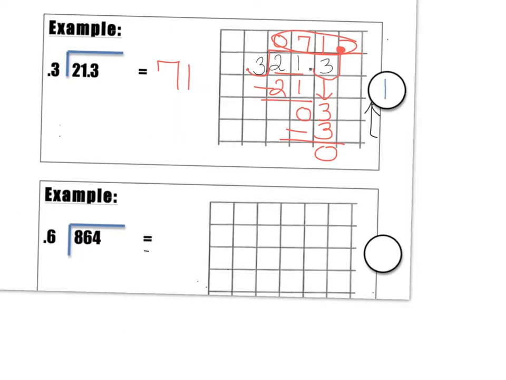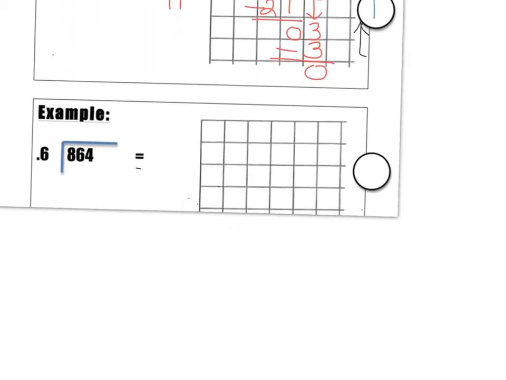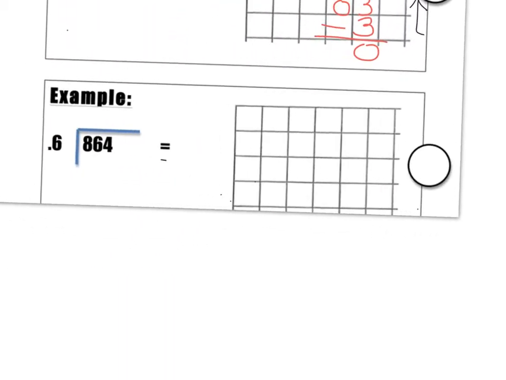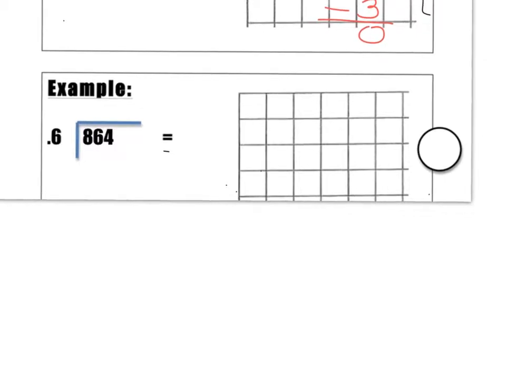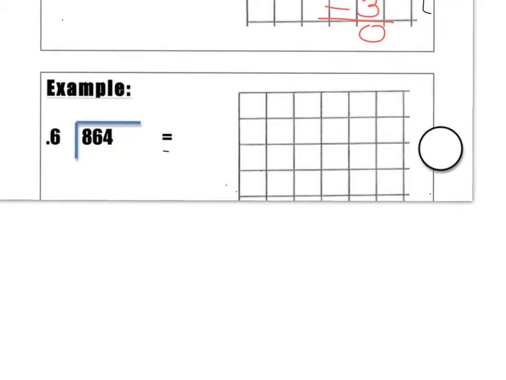Okay, let me just move this, make sure you have that okay. And let me move this and we'll do 864 divided by 0.6. So let's write the problem down over here. 864 divided by 0.6. Again, the first thing you need to do is bump the decimal over one place.